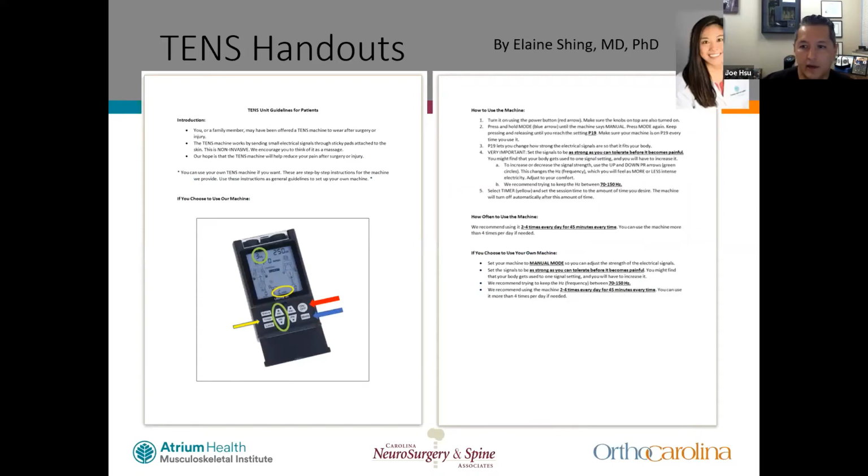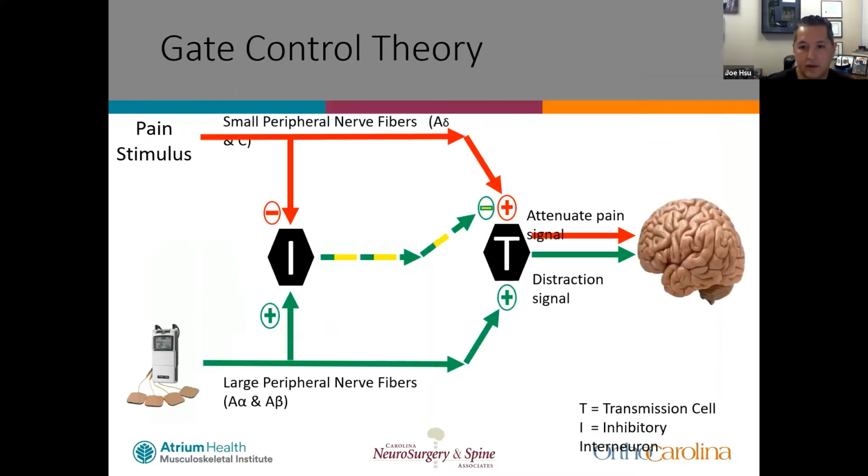Thanks to Dr. Shing for helping develop our patient-facing TENS handout. So we talk a fair amount about TENS around here now. TENS works by gate control theory, so it outcompetes the pain signal, and so down regulates it as well. It not only outcompetes it through larger peripheral nerve fibers, but has a down regulatory function as well. And the way I describe it to people, rather than tell them about gate control theory, is that it helps block the pain. It doesn't make you numb, but it helps block the pain to a certain extent.